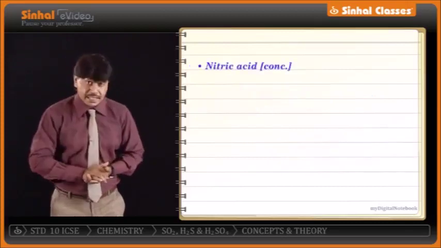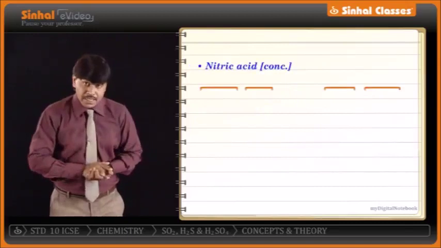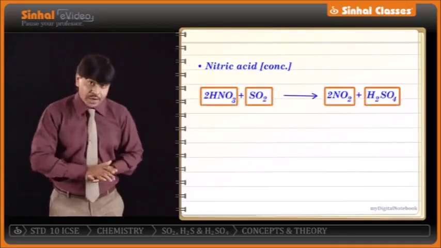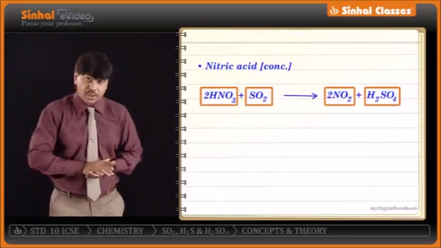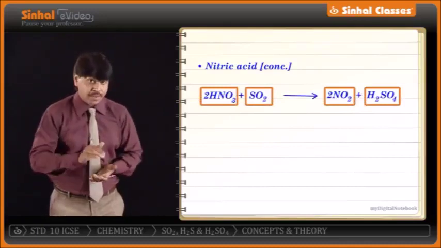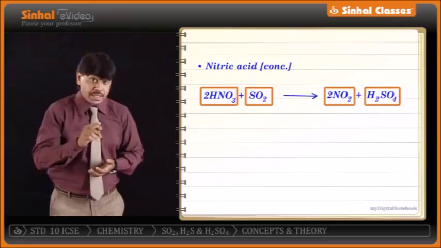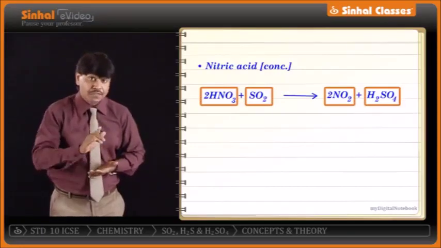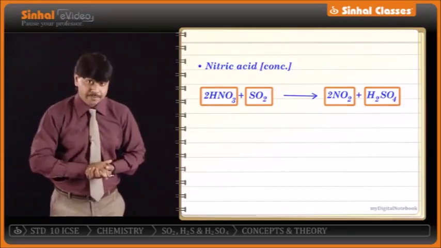If we take nitric acid, 2HNO3 plus SO2 will give you 2NO2 gas, that is the reddish brown gas nitrogen dioxide, along with H2SO4, that is sulfuric acid. This also can be one of the tests for SO2 gas.